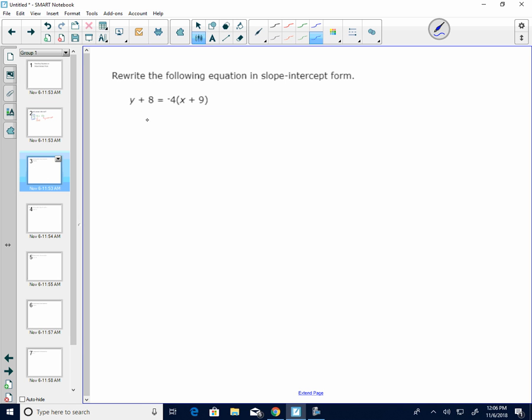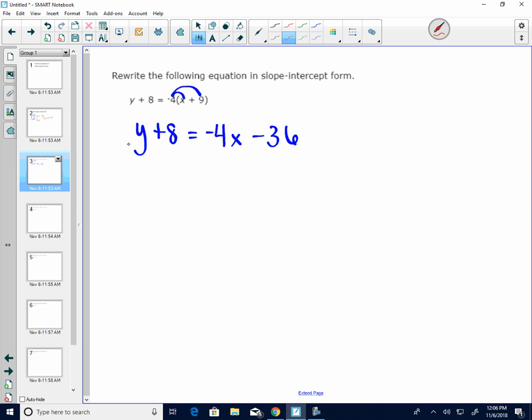So if we look at this first example, we have y plus 8 is equal to negative 4 times the quantity x plus 9. So I need to simplify this side first. When it's a number in front of parentheses, remember that means multiply everything inside the parentheses by that number. So I need to distribute the negative 4 to the x and the negative 4 to the 9. So this is y plus 8 is equal to negative 4x minus 36, because when I distribute, I multiply.